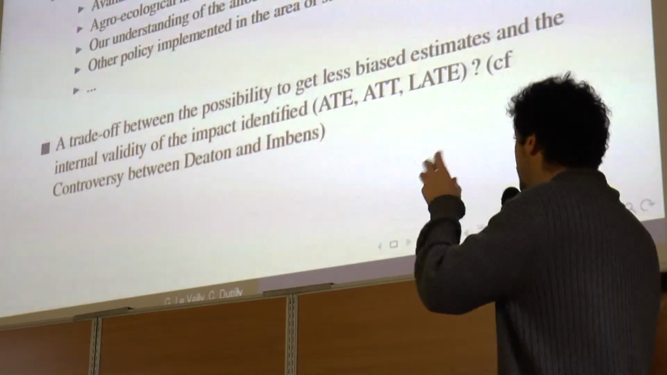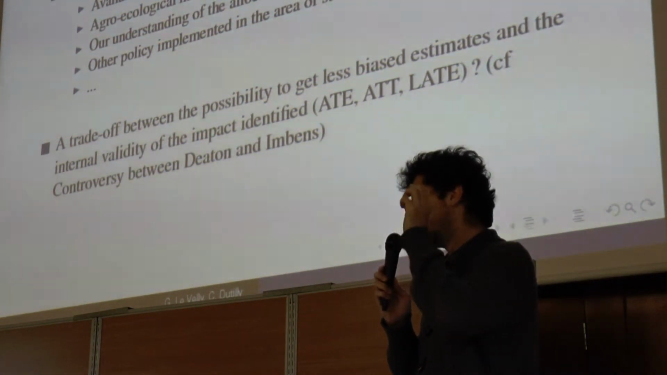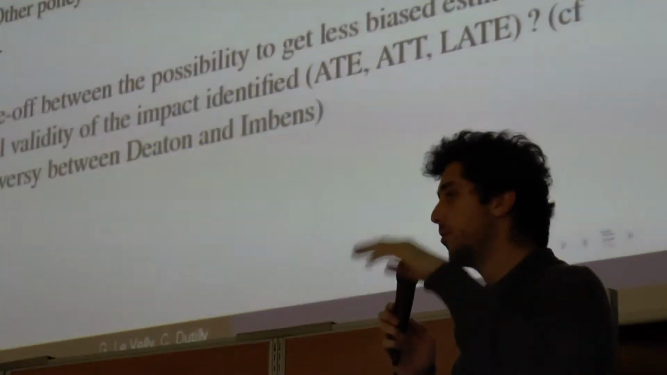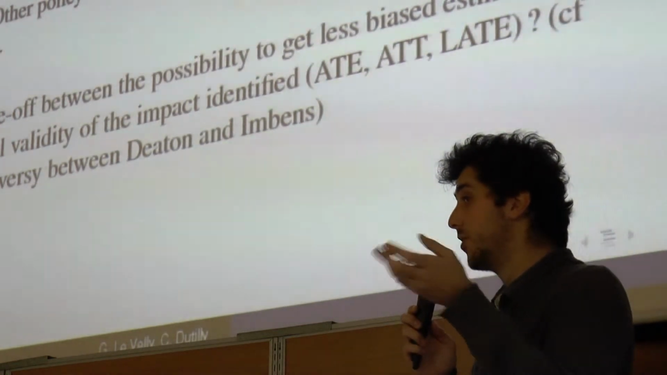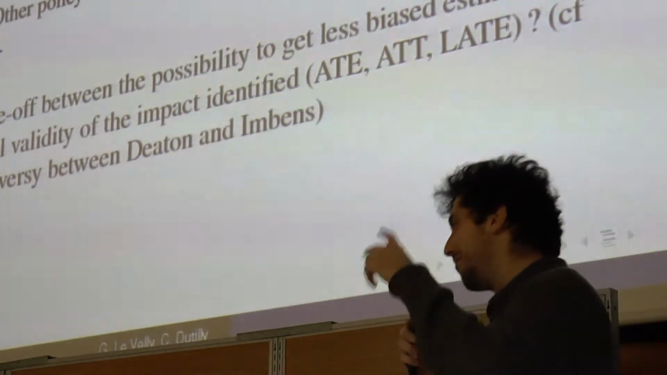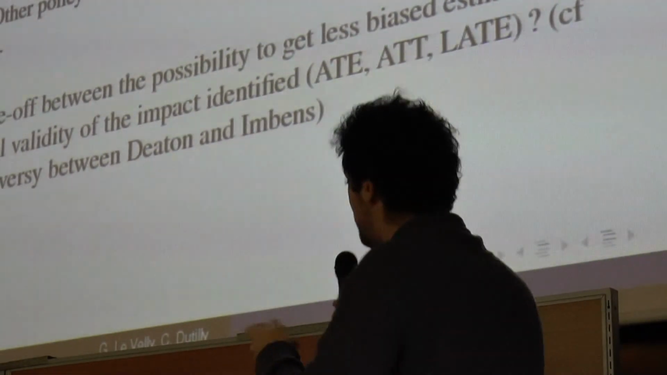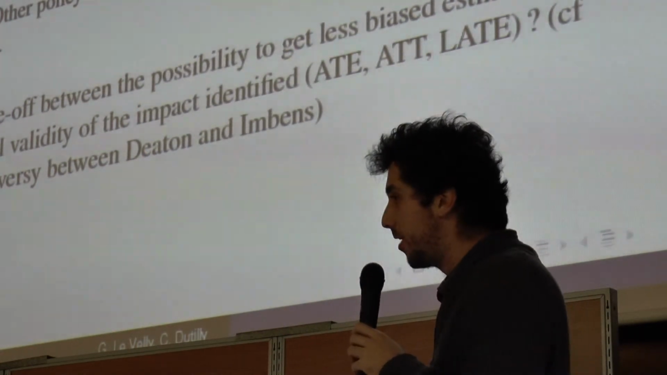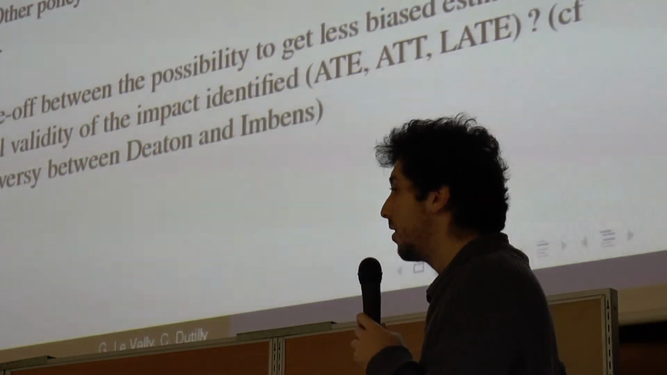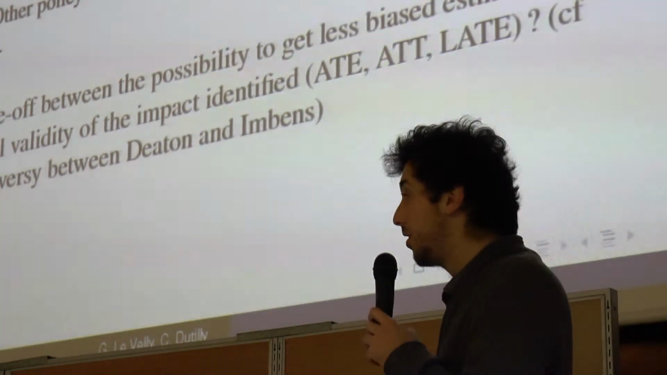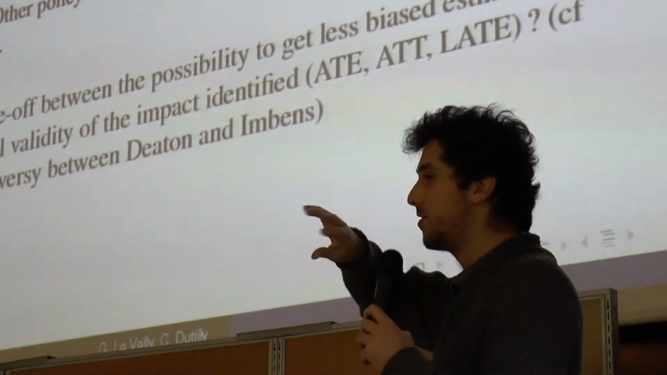So what you identify with an instrumental variable is supposed not to be biased if you comply with all your hypotheses, but it has lesser validity. It's just valid for the observations that are predicted by your instrument, more or less. So there was a whole controversy between Deaton and Imbens about whether we should use IV, and whether it is good to use IV knowing that we actually just identify a LATE. Imbens has this nice paper called Better LATE Than Nothing.